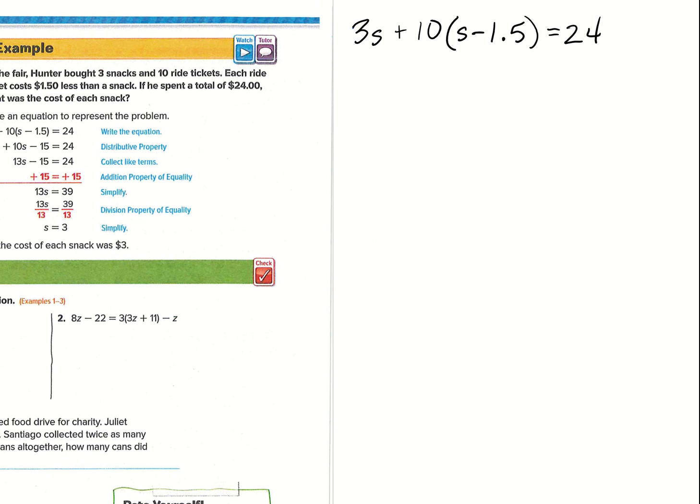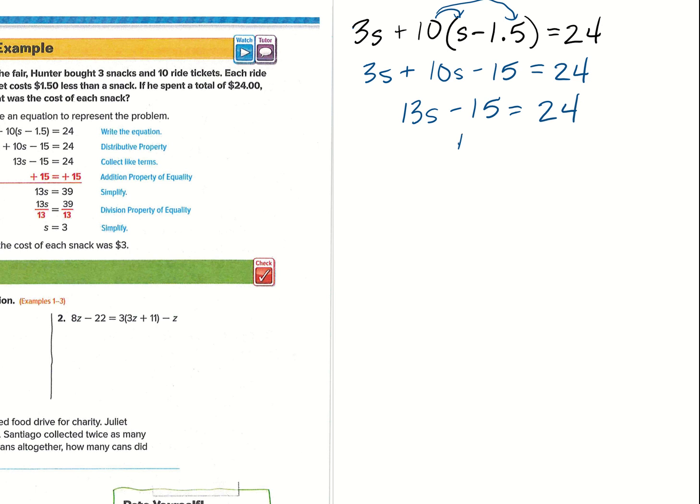So we have 3s plus 10 times s is 10s when we do the distribution. We've got to distribute the other one as well. So 10 times negative 1.5 is negative 15. And that all equals 24. All right, now I'm going to combine like terms. So I've got 13s minus 15 equals 24.